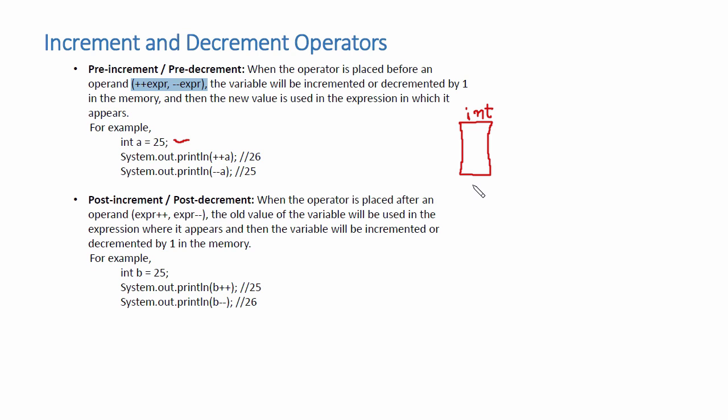Its name is a, and the initial value is 25. Now let us check this statement, System.out.println(++a). Now this is a pre-increment operator. By the definition of pre-increment, the variable will be incremented or decremented by 1 in the memory. So let us first make the increment in the memory.